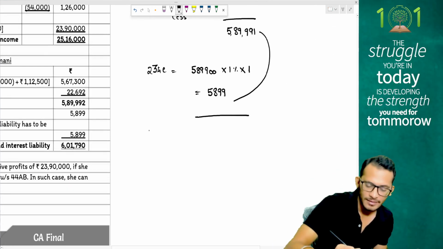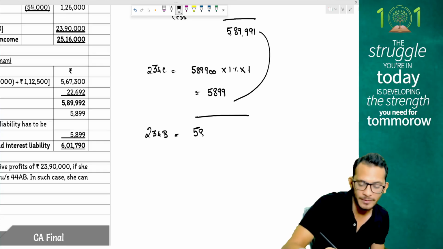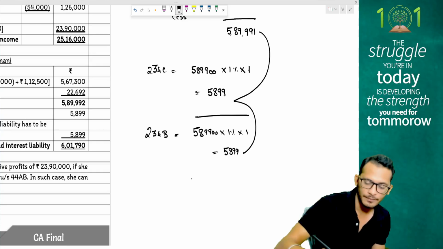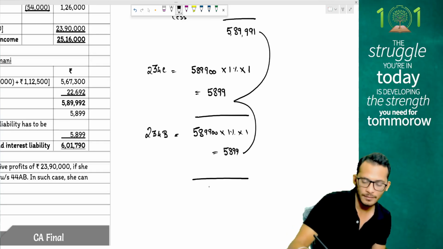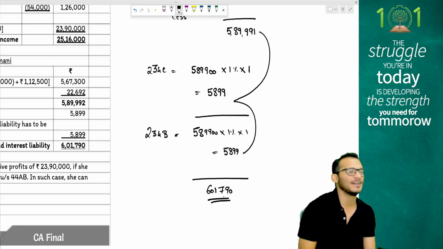Okay. Then you have 234B. Assuming she's coming in April and you discharge the payment in April, you will also have an interest for April, which is 5,89,900 into 1% into 1, which becomes 5,899 again. So adding both the numbers, it gets 601,790. 601,790 is your final tax payable.